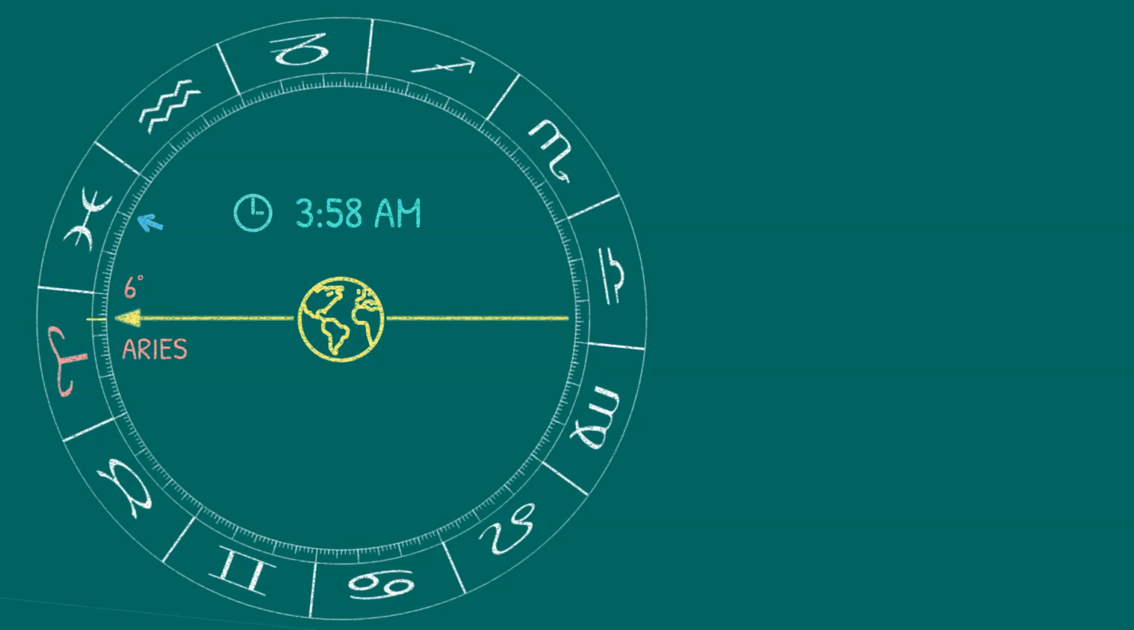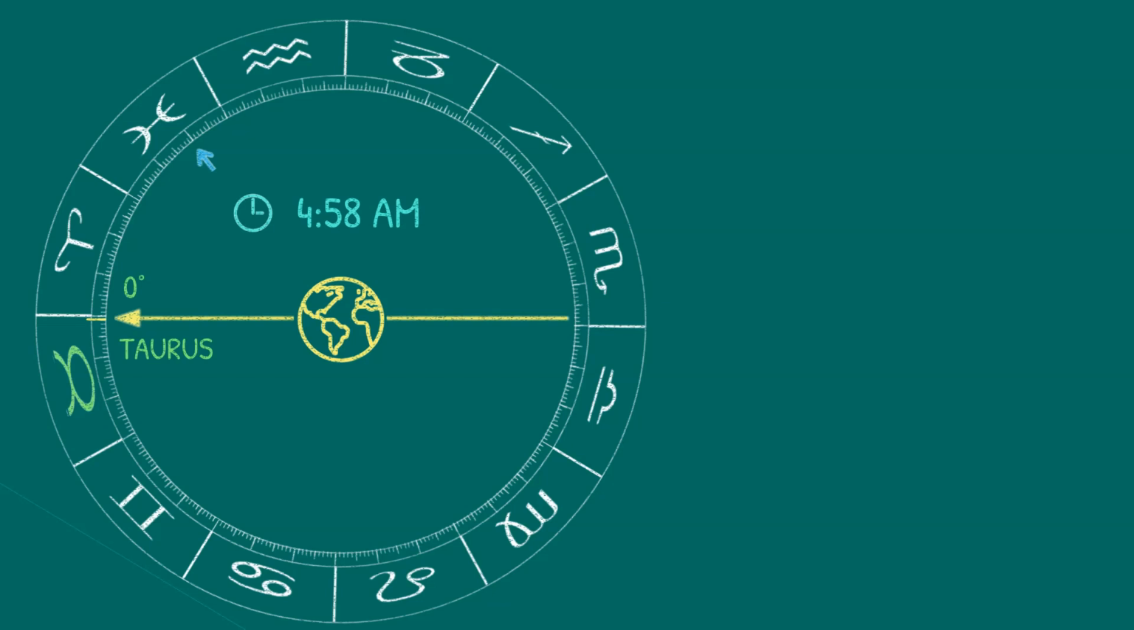At 3:58, it would be at 6 degrees in the sign of Aries. This means that in 1 hour, the ascendant moved from 11 degrees in Pisces to 6 degrees in Aries, due to the rotation of the Earth, as indicated by the small blue arrow showing where the ascendant was before, and how far it shifted in 1 hour. 1 hour later, it would have appeared that the ascendant was at 0 degrees Taurus, exactly at 4:58.